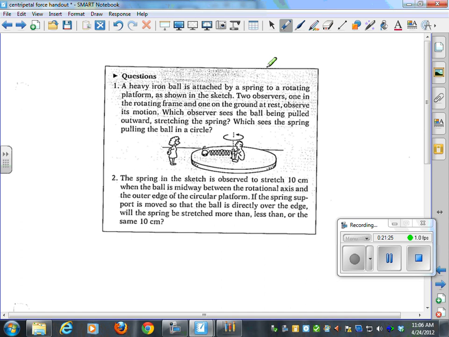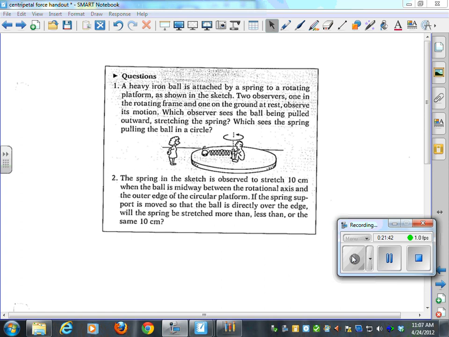Just stop and think about it for a second. I'll pause. Which observer sees the ball being pulled outward, stretching the spring? Which one sees the spring pulling the ball in a circle? I'll come to the answer right away.